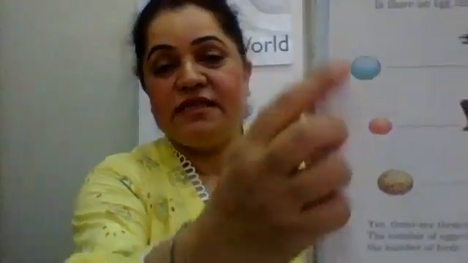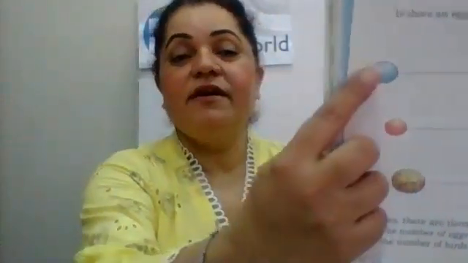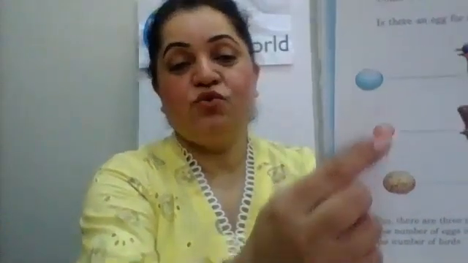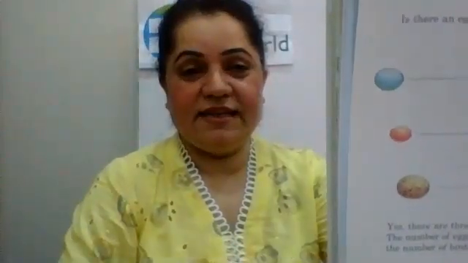Okay, so now we have to make the sets, right? And see if they are the same or not, right? So we have eggs over here. Can you see? These are the bird eggs. So count how many eggs you see over here. 1, 2, 3. That's great.